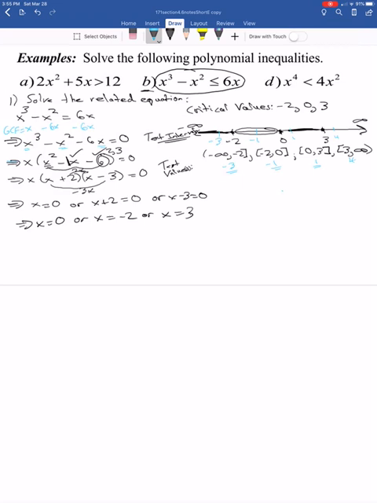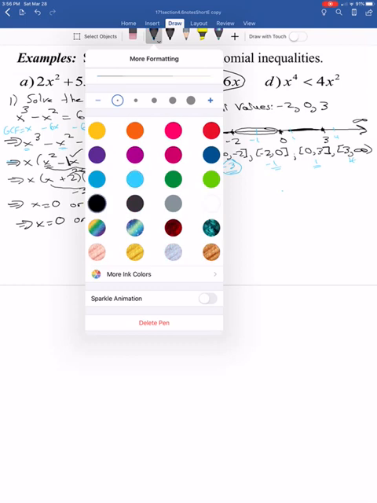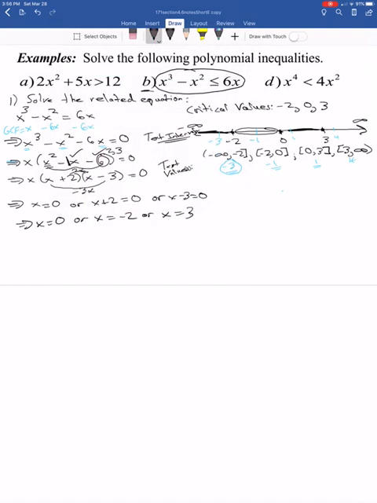So let's go ahead and figure out this first one. Is negative 3 a solution to the polynomial inequality? If it is, all numbers less than or equal to negative 2 are.